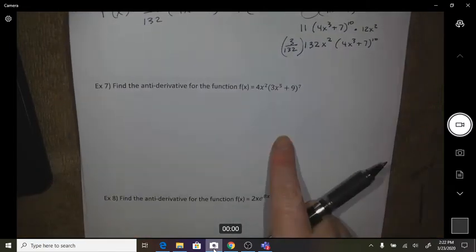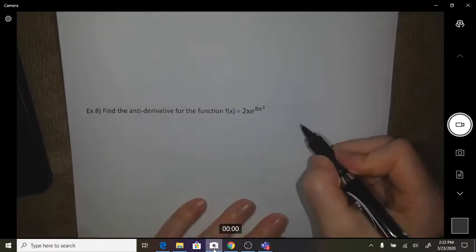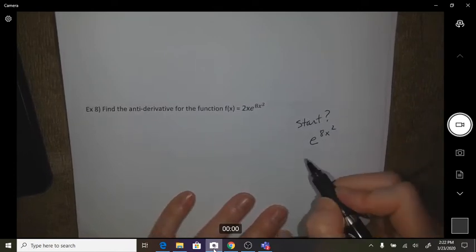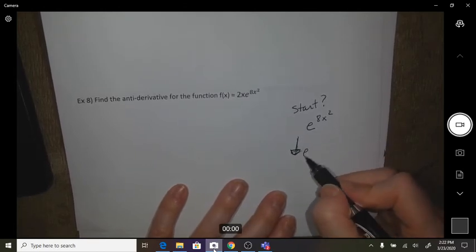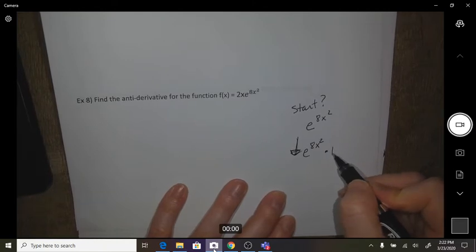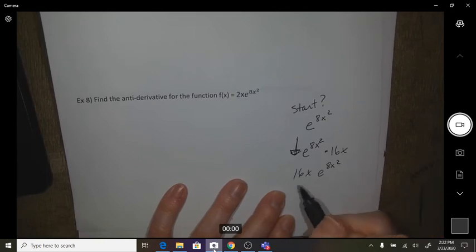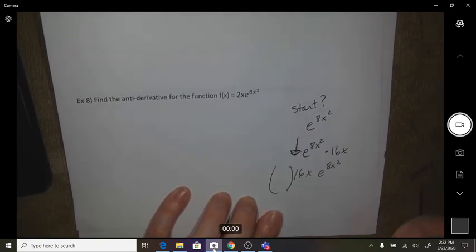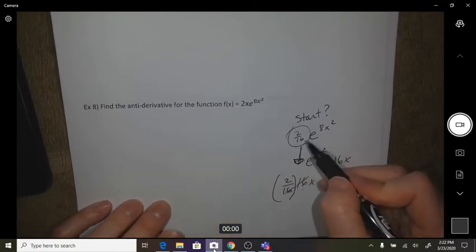Okay, I think I'm going to skip this one. It's basically the same idea. We've done a few. We'll do one more of these. What do you think you started with? E to the 8x squared. If you derive this, you get e to the 8x squared times 16x. This doesn't quite look like that. I need to multiply something to get a 2 instead of a 16. So get rid of the 16, therefore 2 over 16, or 1/8.